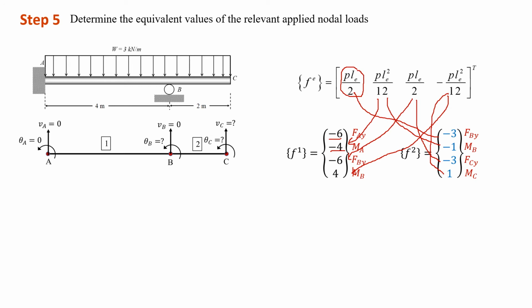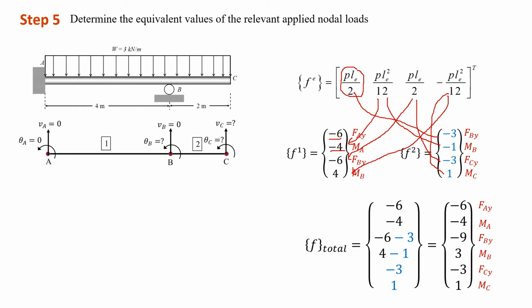So by having these two equivalent forces and moment for element 1 and element 2, the next step is to assemble these two equivalent forces and moment to obtain the global forces and moment. So we just need to assemble it. We know that in element 1 we have FBY and MB. In element 2 we also have FBY and MB. So for FBY and MB, we just need to get the summations, so that the final equivalent forces and moment will be this one.